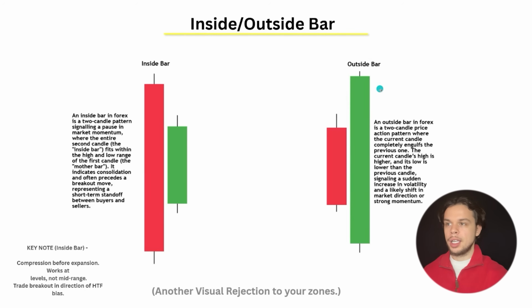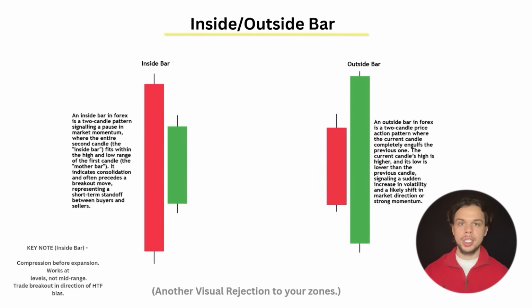Now looking at the outside bar, it's pretty similar to the inside bar, but just the opposite way around. The outside bar in Forex is a 2-candle price action pattern where the current candle, so this candle, completely engulfs the previous candle, so this bearish candle. The current candle's high is higher and its low is lower than the previous candle, signaling a sudden increase in volatility and a likely shift in market direction or strong momentum.